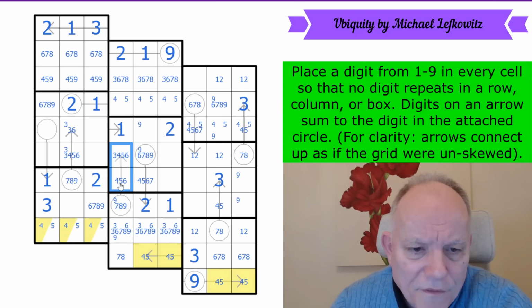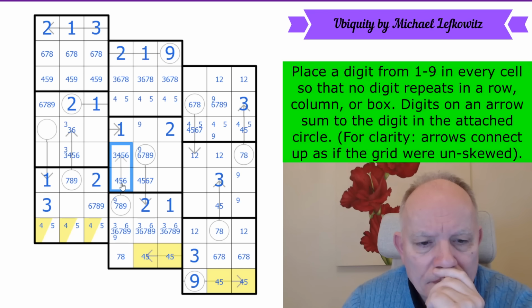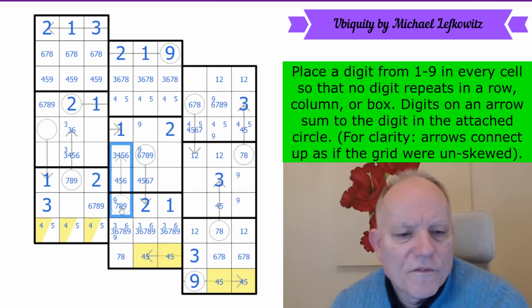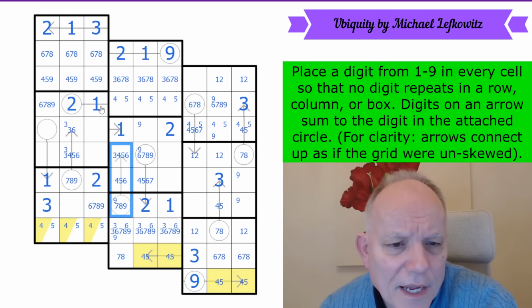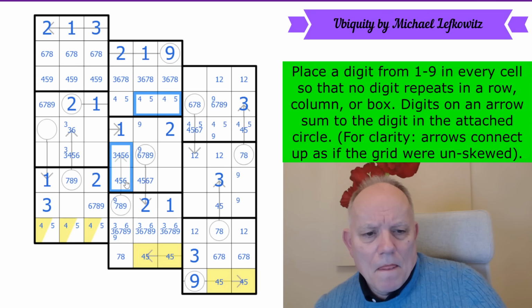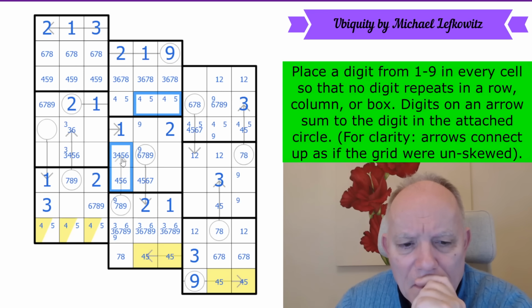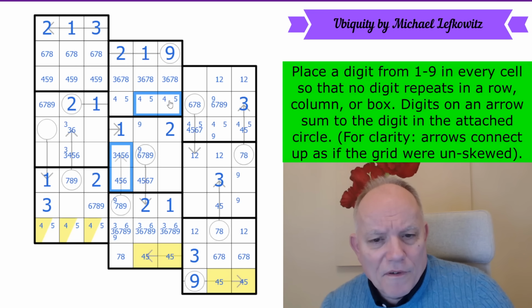Okay, can this be a 4, 5 pair? That would be 9. 4, 5, 9. Everything else in the column would be 3, 6, 7, or 8, including this cell. So that would be a 4, 5 pair to go with this. I think there could be something about this arrow, as there has been about the others, to stop it being a 4, 5 pair. So I'm going to work on that a little longer. If this was a 4, 5 pair, that's a 4, 5 pair.